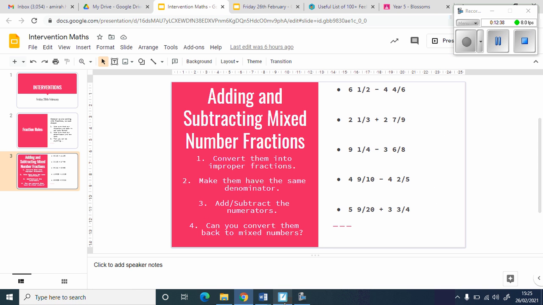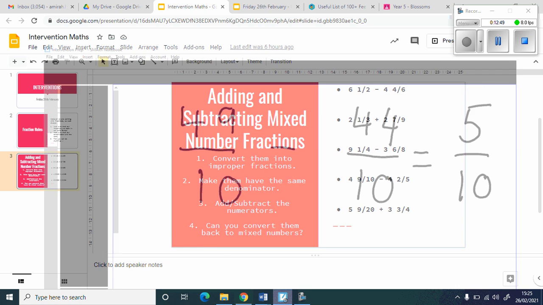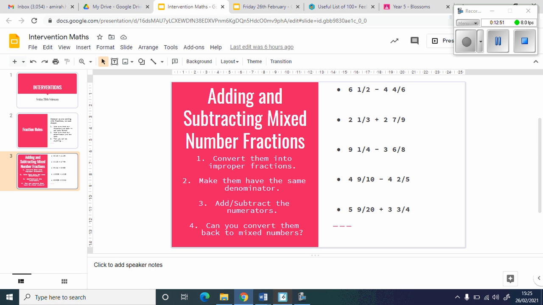Okay, we'll go through this one again nice and slowly, and then you've got your work to have a go at if you want to have some extra practice. So we've got 5 and 9/20, add 3 and 3/4. So first of all, step 1, convert them into improper fractions. So one fraction at a time. 5 and 9/20 is my first one.